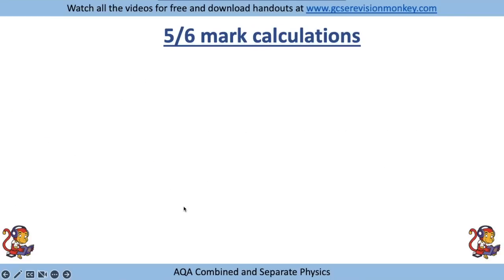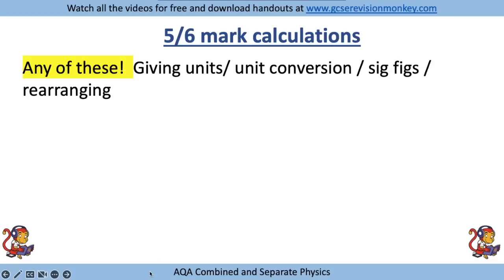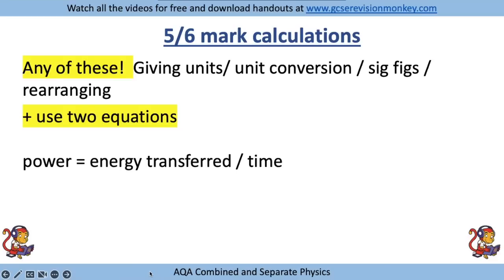If you have a 5 or 6-mark calculation, this is your strong indication that you need to look for everything we've discussed already, and remember that it's probably going to need 2 equations. So you're going to have to look at the equation sheet and think about which 2 equations you need. For example, you might need the power equation and the charge flow equation together to work out your answer for a 5 or 6-mark question.